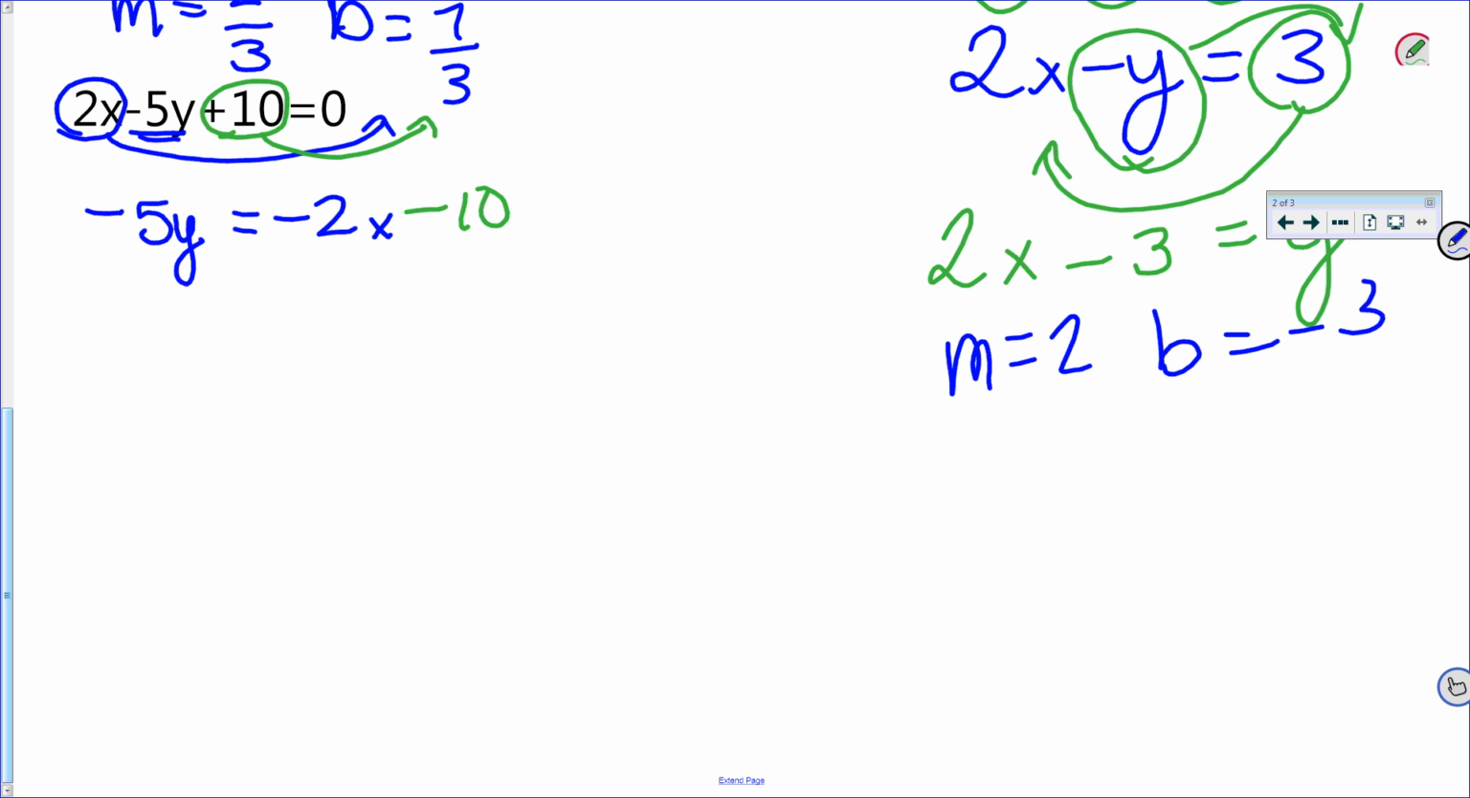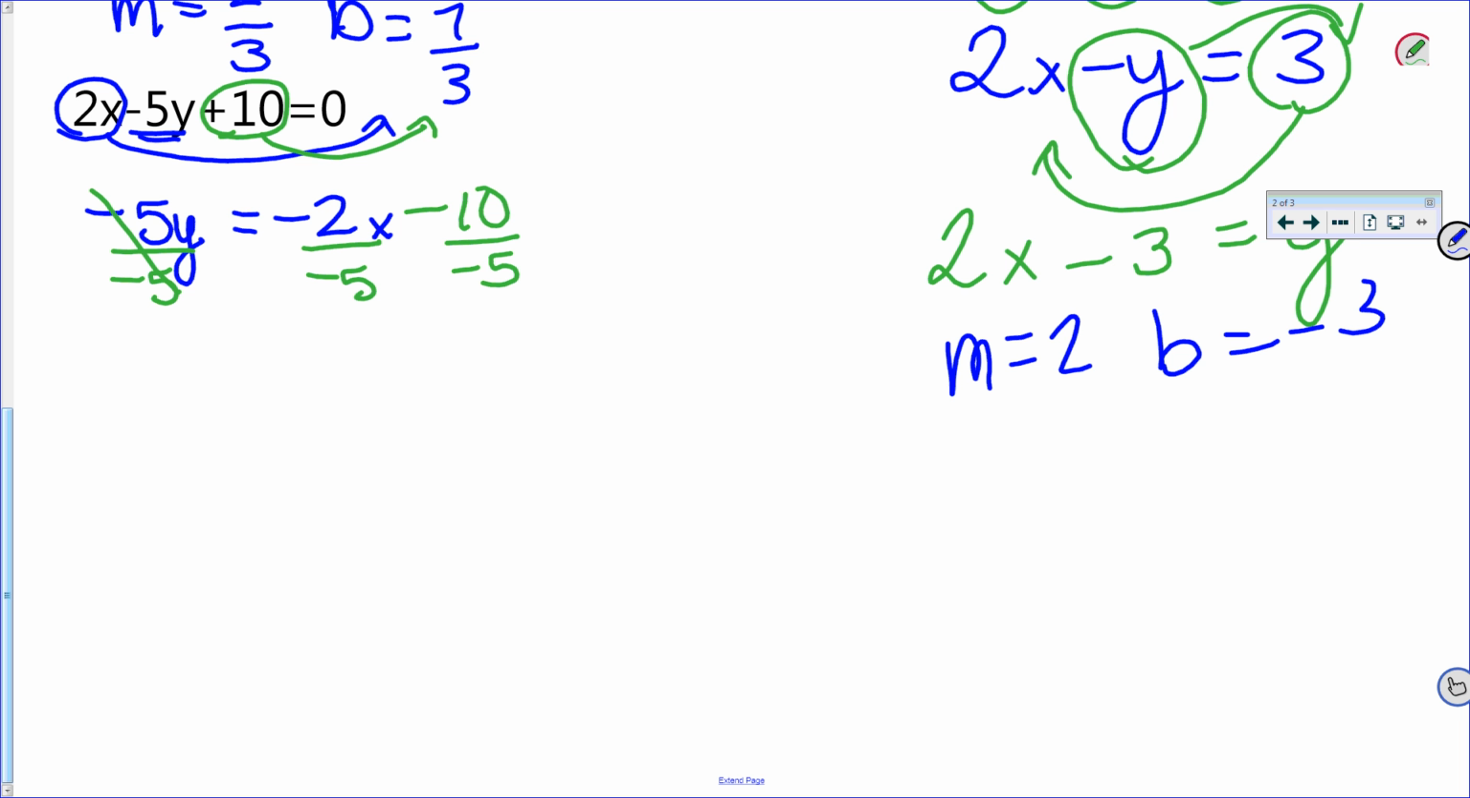Again, I want to get y by itself, so I divide everything by -5, -5, -5. And yes, I do want it done individually, do it to each part. I know we said sometimes you can just write one big line and do divided by -5. I want you to divide every term by -5.